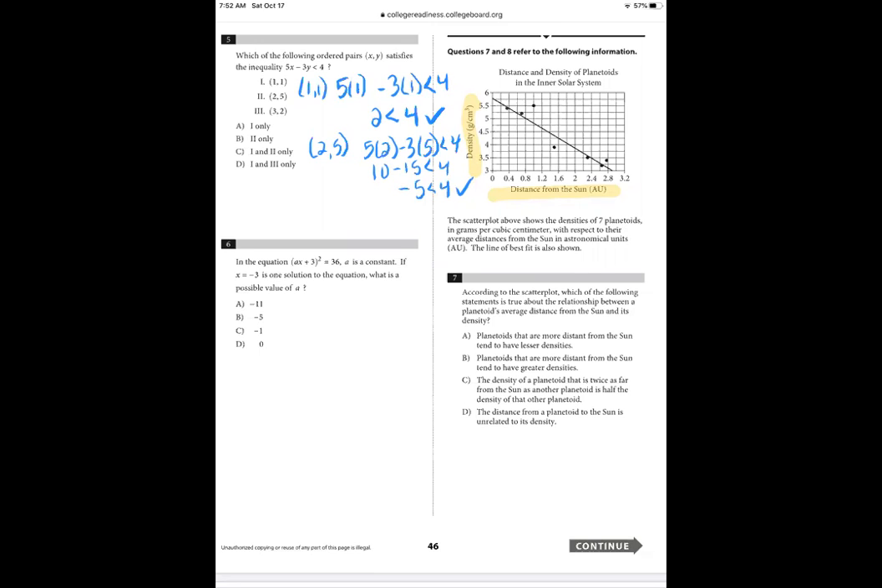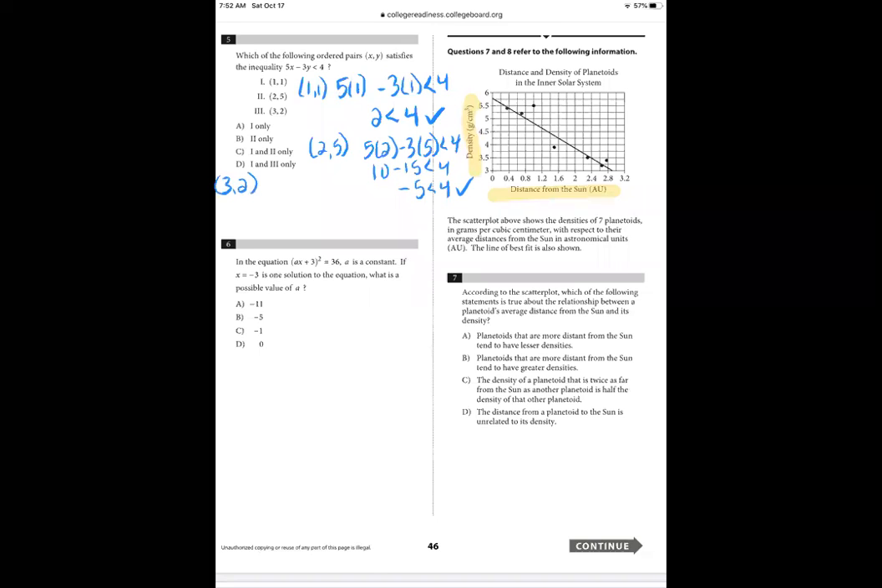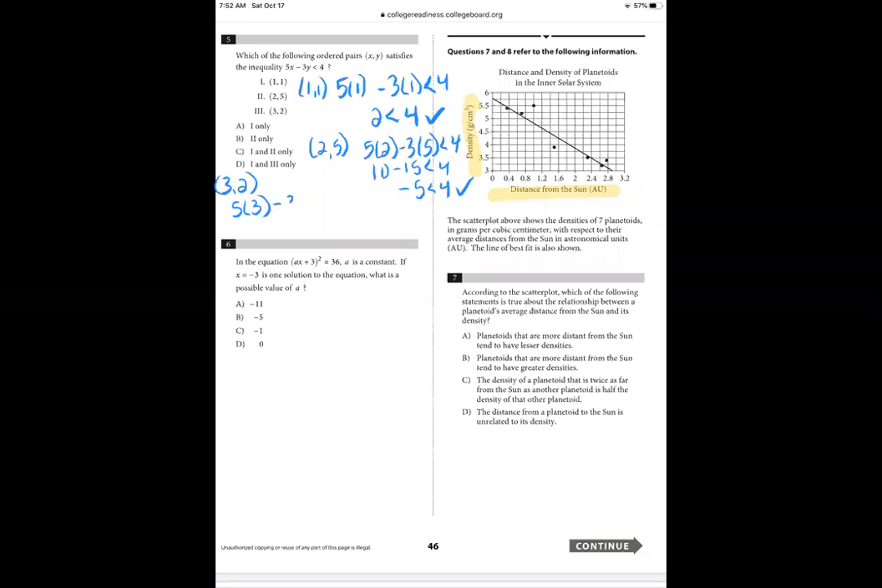And then lastly, 3, 2. Would give me 15 minus 6, which would give me 9. 9 is not less than 4. So it does not work for the third point. So therefore, we would select choice C. It works in 1 and 2 only.